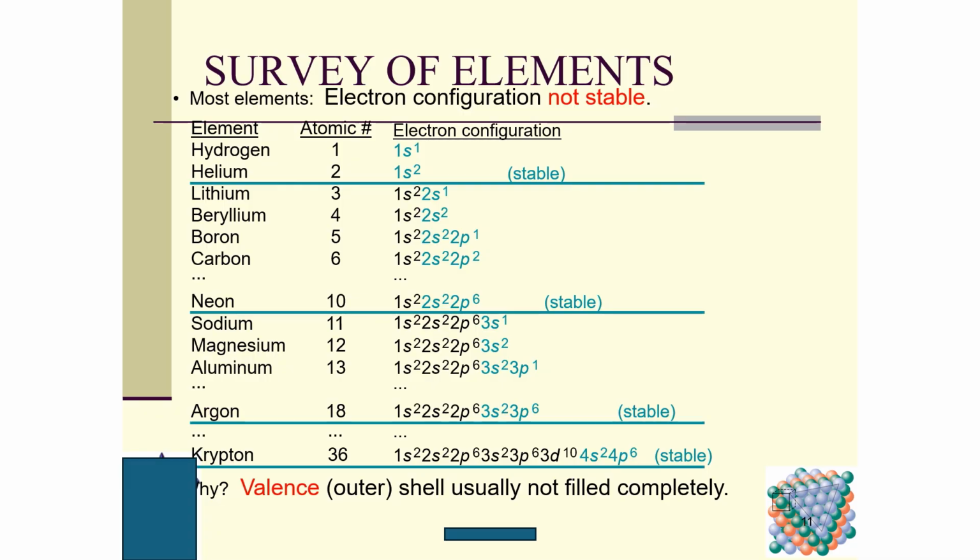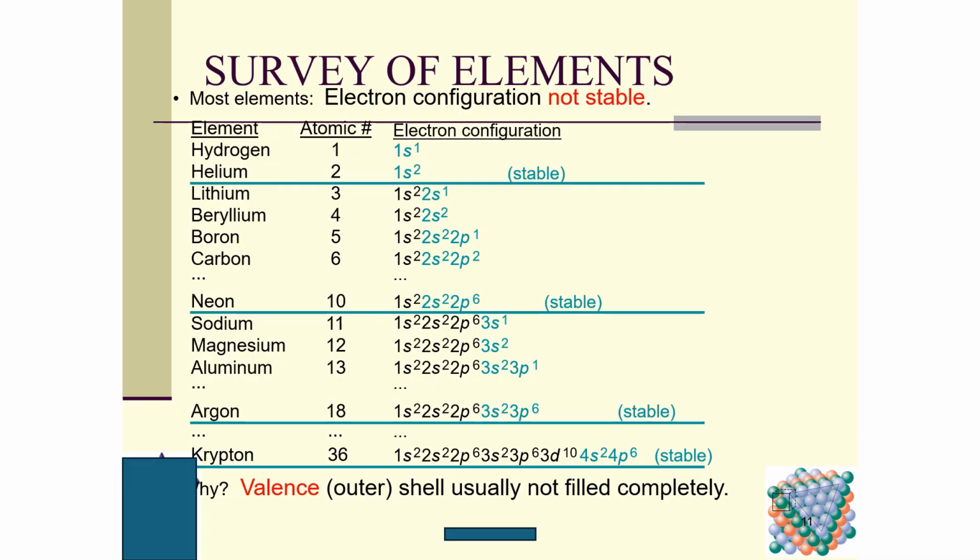Then we take a look at the survey of elements. Most elements' electron configuration is not stable. You can see here hydrogen and helium, with atomic numbers 1 and 2, and electron configurations 1s1 and 1s2. Helium is stable. Why? Because 2 is the maximum number the s layer can have. So this guy does not have the tendency to either give electrons to other atoms or obtain electrons from atoms to achieve a stable state. That means helium is chemically stable.